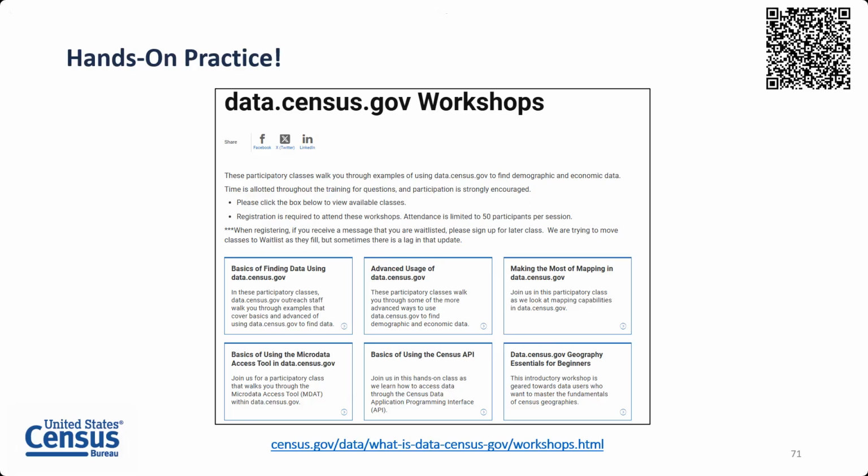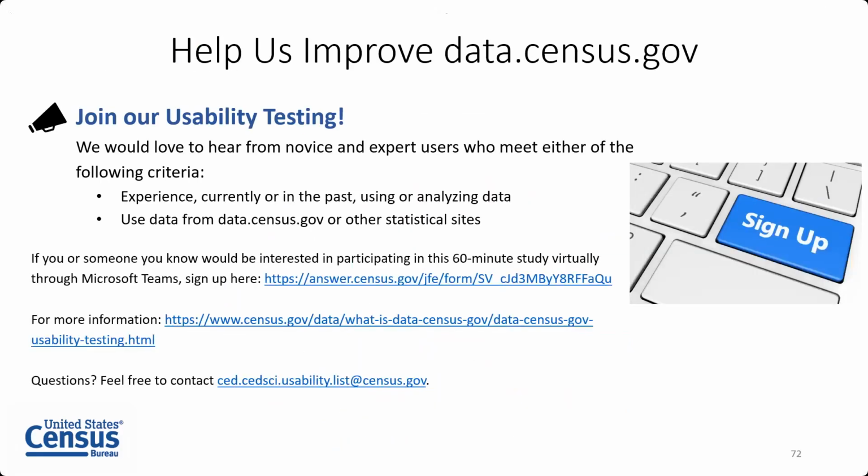These are offered on basic, advanced mapping on data.census.gov. We have a geography essentials. We have one on using the API, microdata access tool, as well as one focused on ACS and economic data.